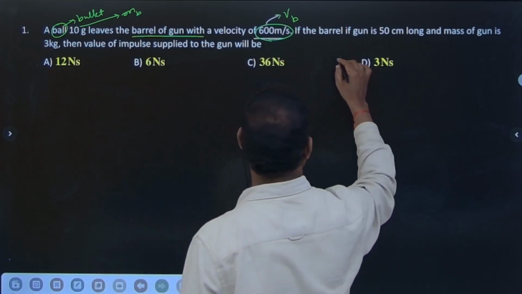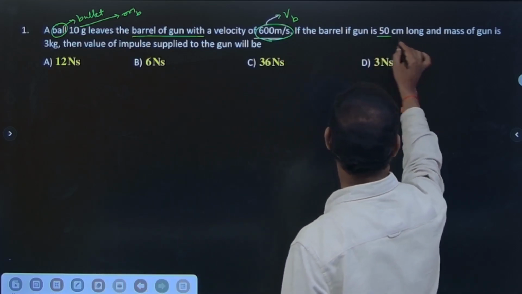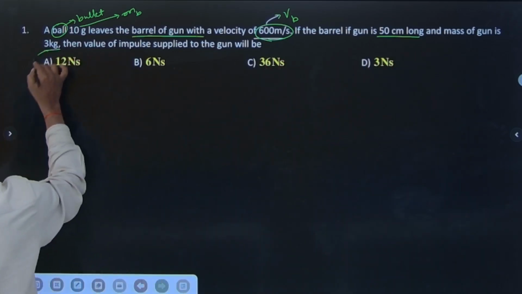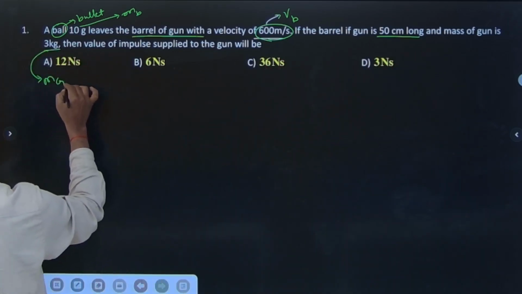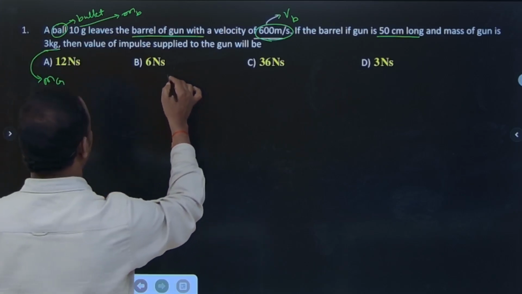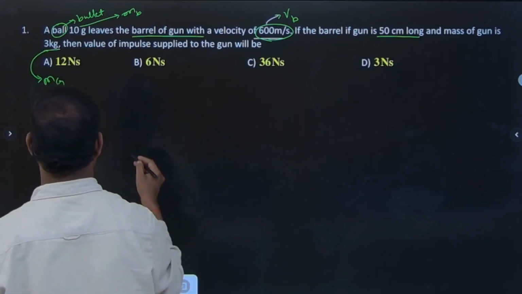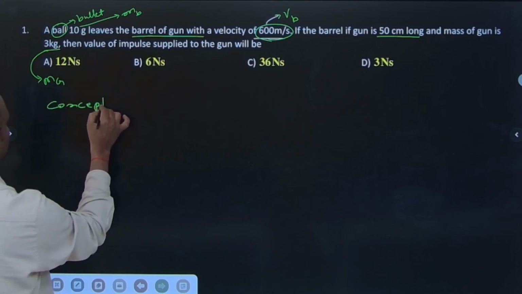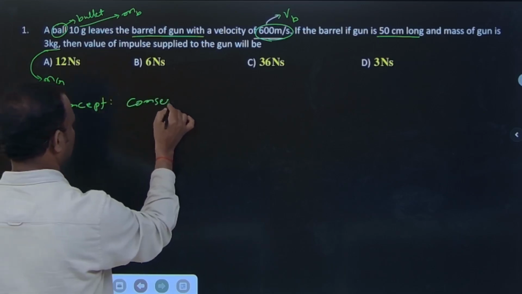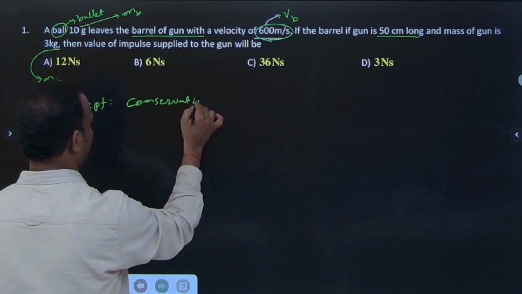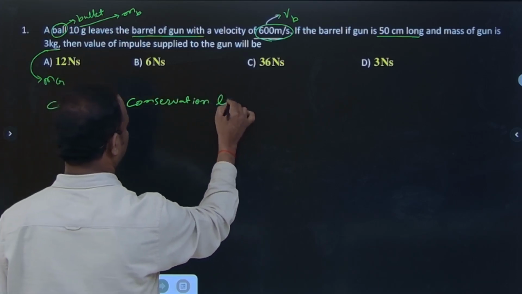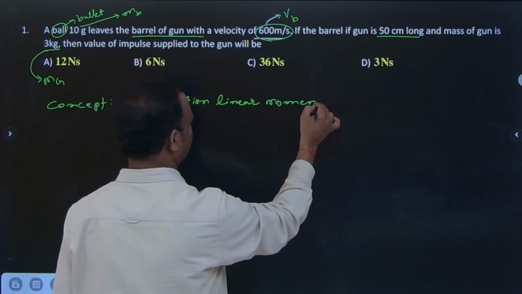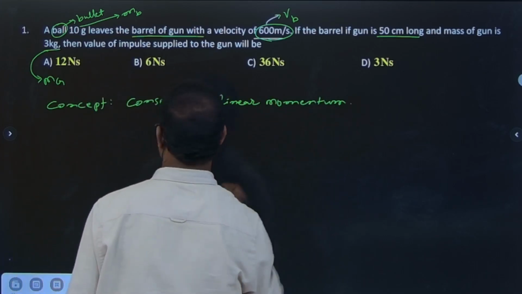If the gun is 50 centimeter long, and the mass of the gun is, this is the mass of the gun, okay. So the value of impulse supplied to the gun is what? So this is based on what concept? It's based on conservation of linear momentum. So what is the conservation of linear momentum?